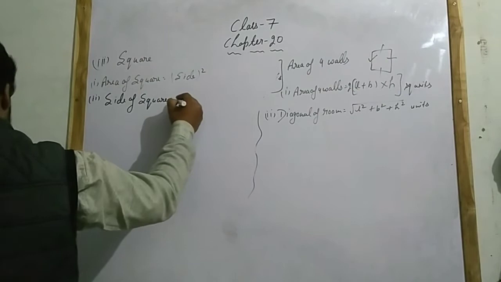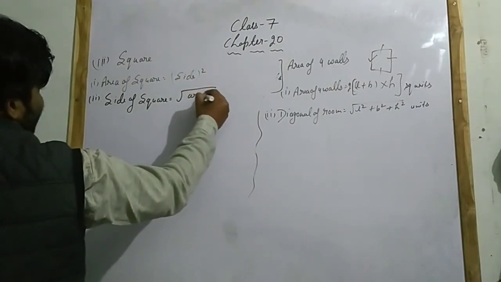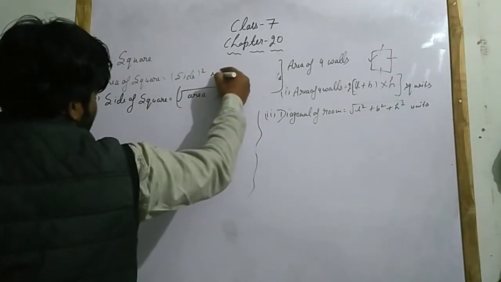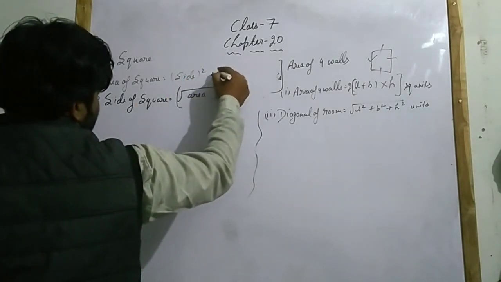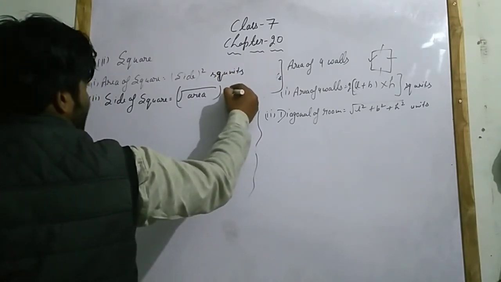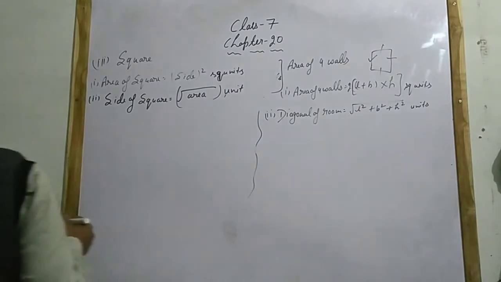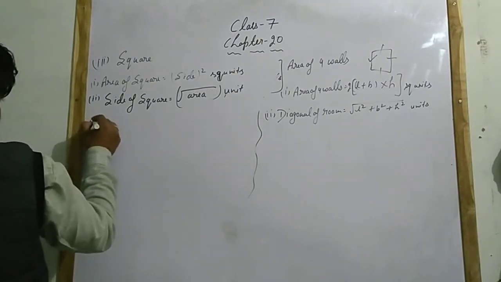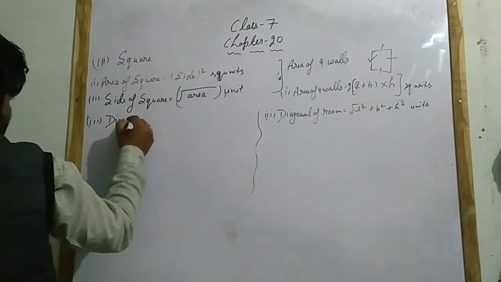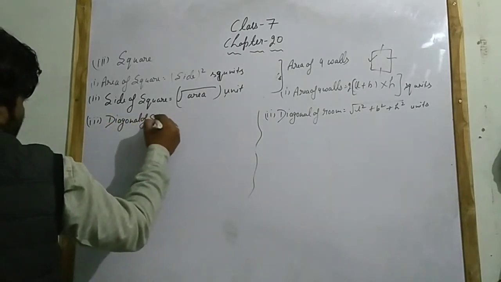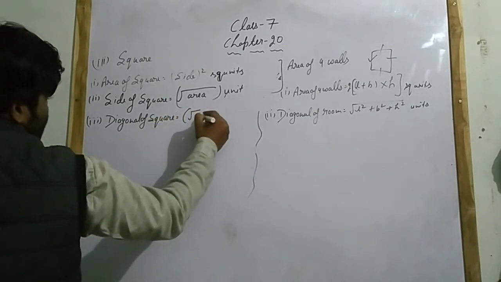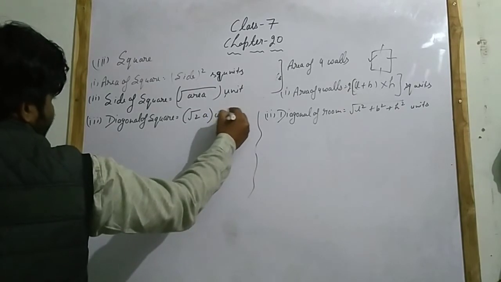Side of square will be under root of area, whatever it is given. Here also square unit, and here you have to write only unit. Then diagonal. Third one is diagonal of square. What is the diagonal of square? Diagonal of square is under root 2 into a, and your unit.